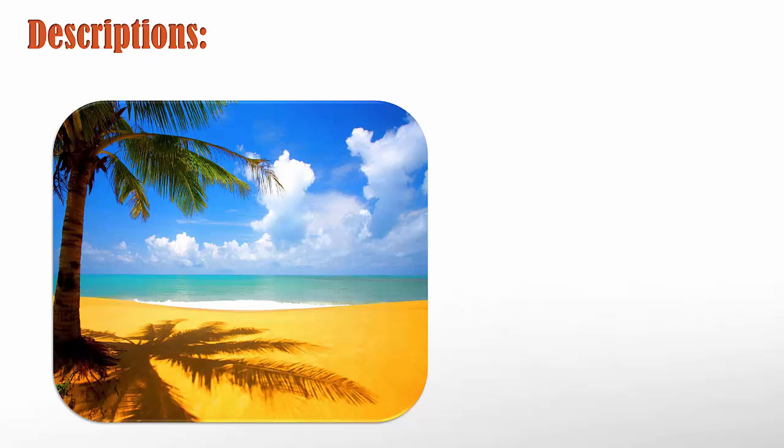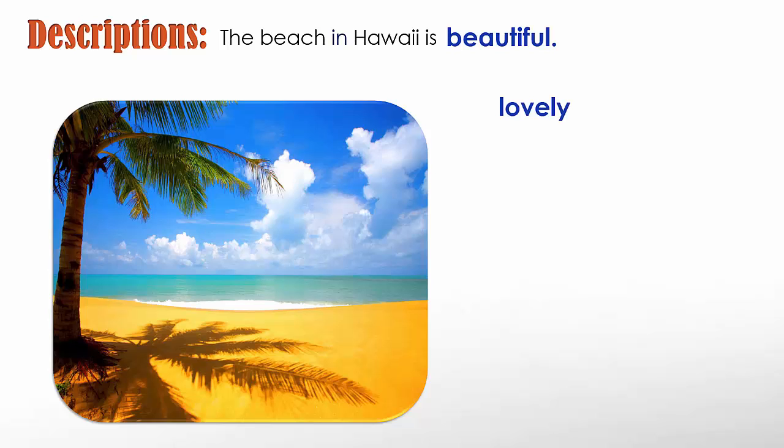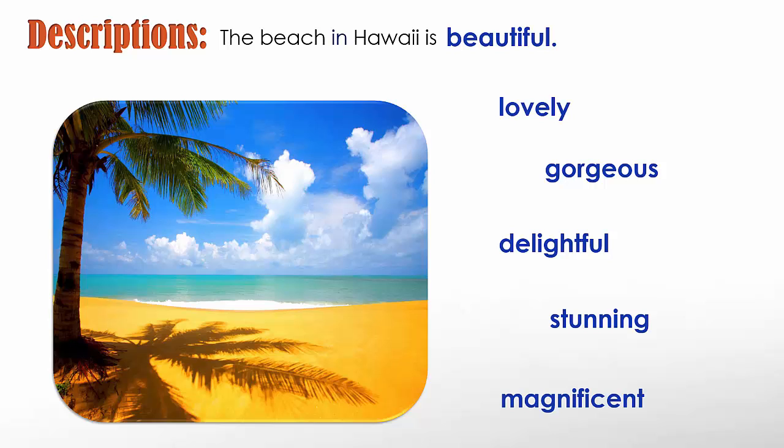Now we're going to talk about how to use important descriptions. If I say, the beach in Hawaii is beautiful, other words which mean beautiful are lovely, gorgeous, delightful, stunning, and magnificent. All those words mean beautiful.